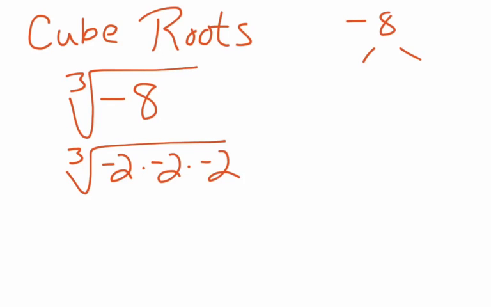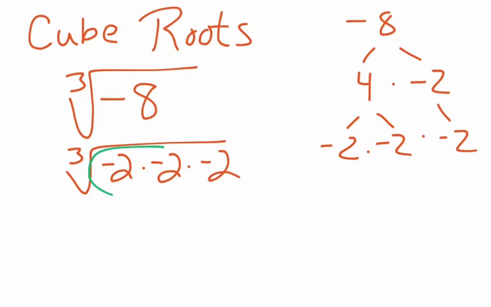You could also factor it into 4 times negative 2, and then when you factor the 4, instead of factoring it into 2 times 2, which is what you would normally do, you could factor it into negative 2 times negative 2. The point is that what we're trying to get when we're factoring is that group of 3. And so the cube root of negative 8 is actually negative 2, not 2i or negative 2i or anything like that.